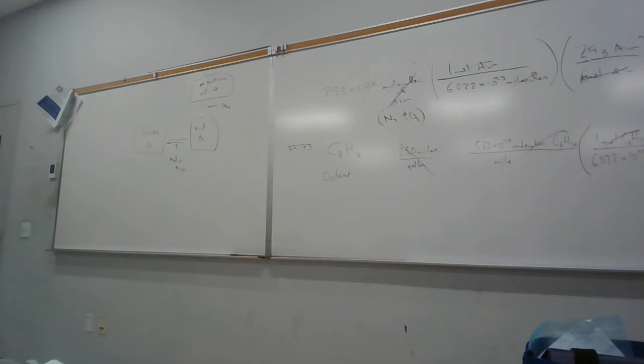So 5.62 times 10 to the 23rd divided by 6.022 times 10 to the 23rd times 114.22. I calculate 106.59 grams per mile. So how many sig figs are we allowed? 3. So I calculate 107 grams per mile. It consumes 107 grams per mile.